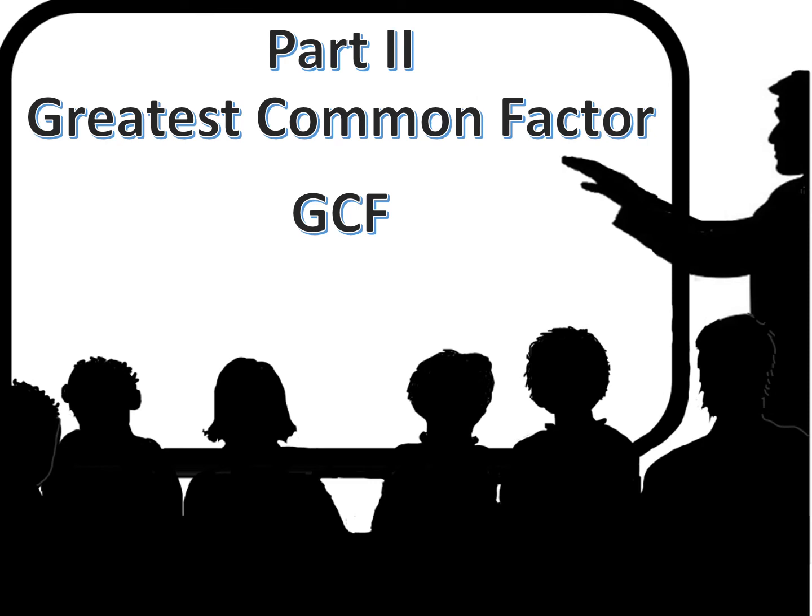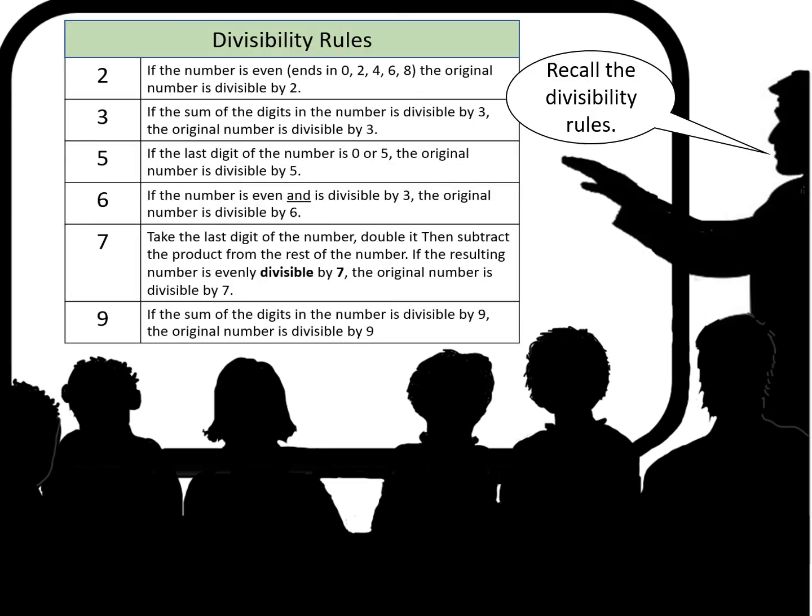Part 2 is on the greatest common factor. Alright, so in order to find the greatest common factor, we're going to need to recall the divisibility rules. These rules tell us whether a given number is divisible by 2, 3, 5, 6, 7, and 9. You might have them written down or printed out for you so that you could follow them later.